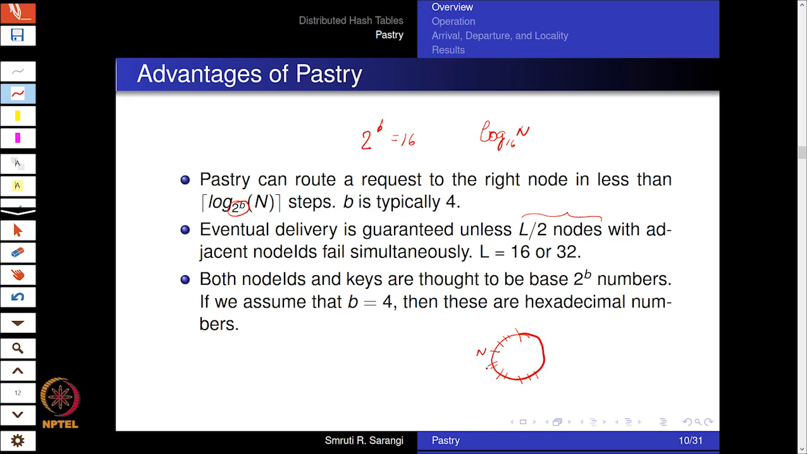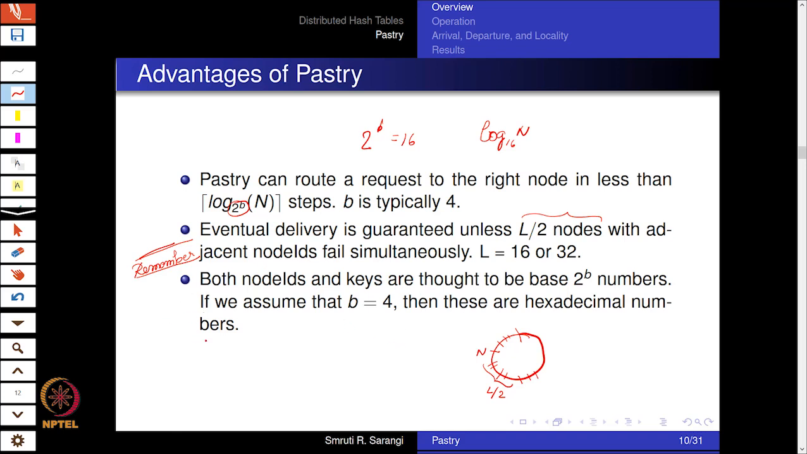So only if L by 2 nodes with adjacent node IDs fail, then we might not reach the destination. But if it is never the case that L by 2 adjacent nodes fail, then we will reach the destination all the time. Why is this the case? Not now, I'll tell you later. But this is a point worth remembering, that there is a certain amount of immunity to node failure, that even if nodes fail, we can still guarantee delivery at the destination, of course assuming the destination has not failed, subject to the fact that L by 2 nodes with adjacent node IDs have not failed.